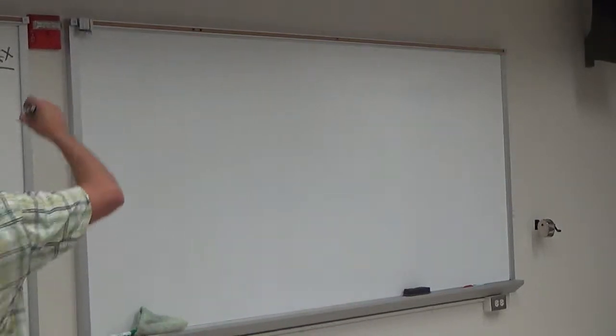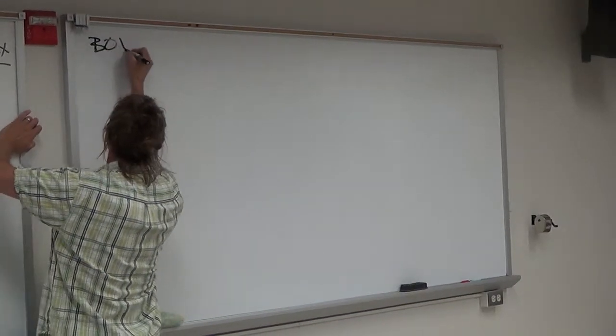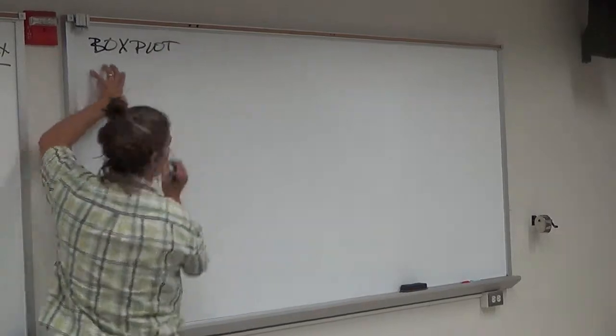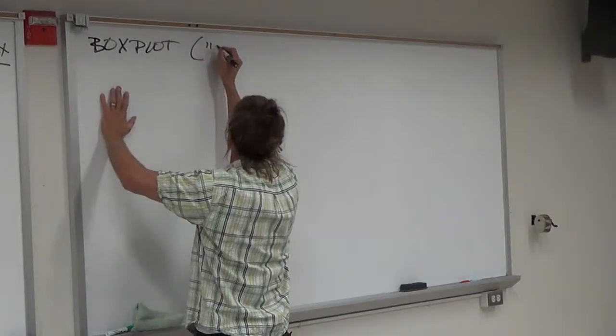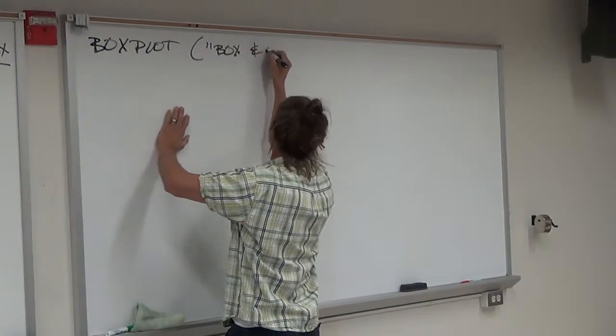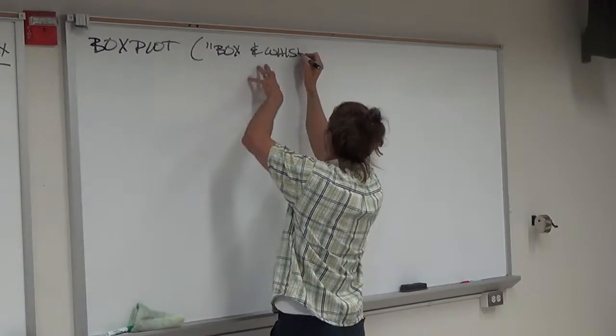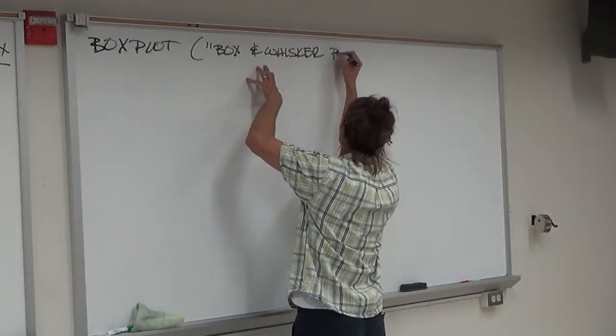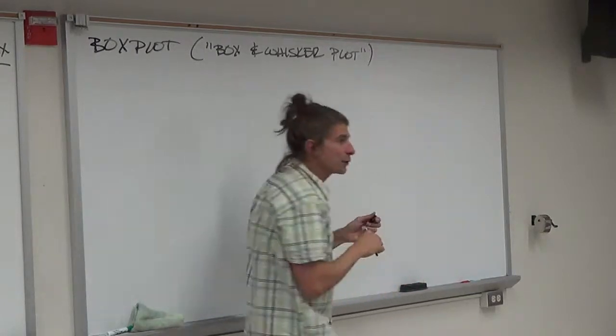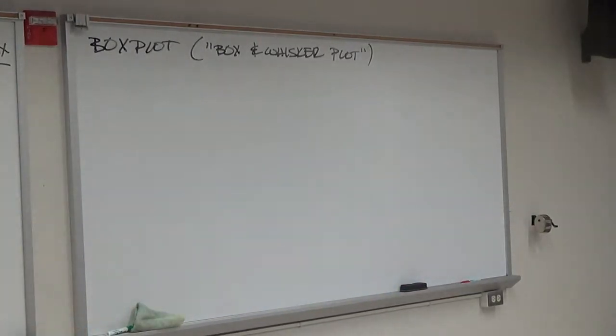And we're going to pick up a new kind of graph called a box plot, sometimes called a box and whisker. I call it a cat face. You'll see why I call it a cat face in a second. You guys have cats, you know what I'm talking about.